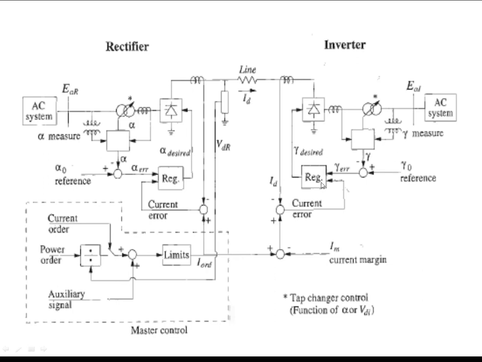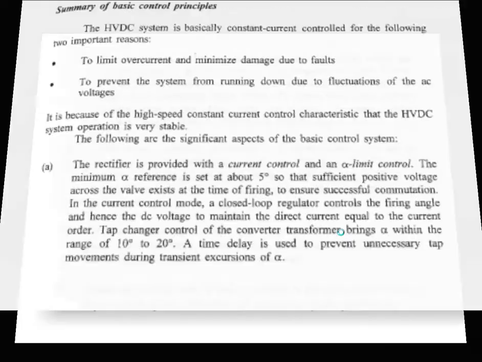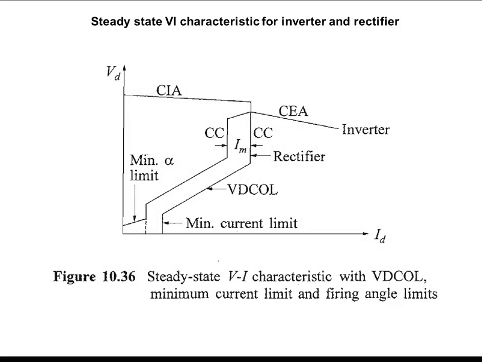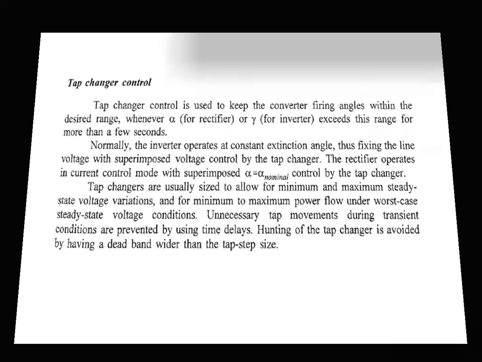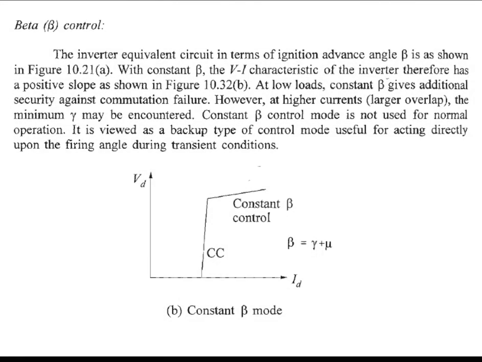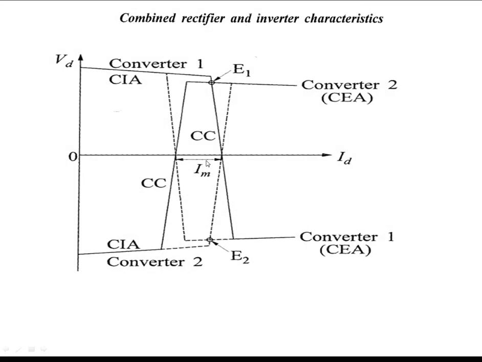Same thing happens here at the inverter side. Here the current order signal generated by this master control is for the rectifier side. As we know, in the characteristics of the inverter and rectifier, there is a current margin, a difference between the current order of the rectifier and the current order of the inverter. As you can see in the VI characteristics of the HVDC system that we already discussed in the last lecture. Yes, you can see here.